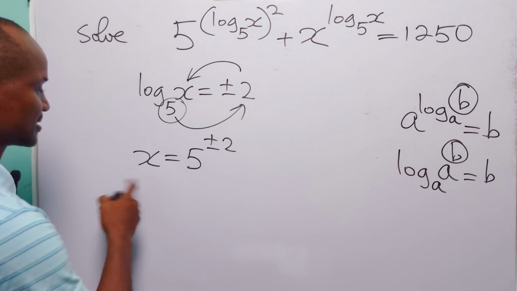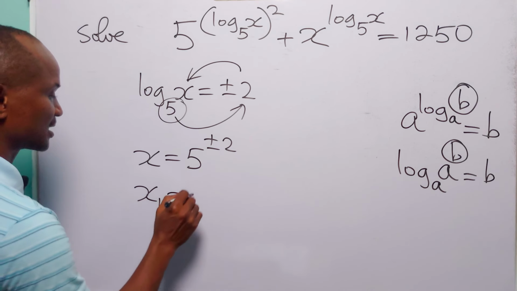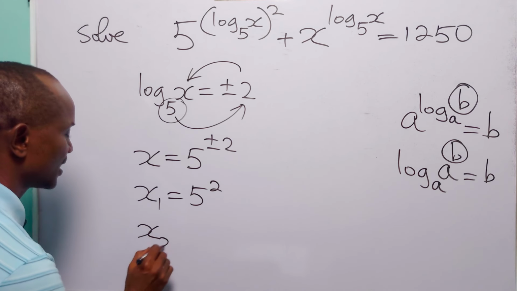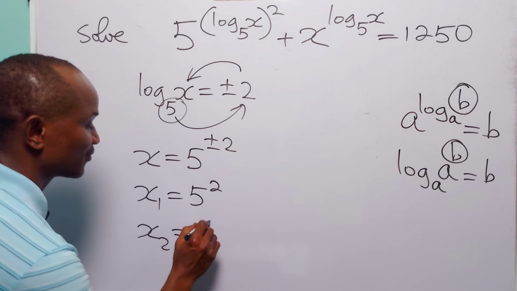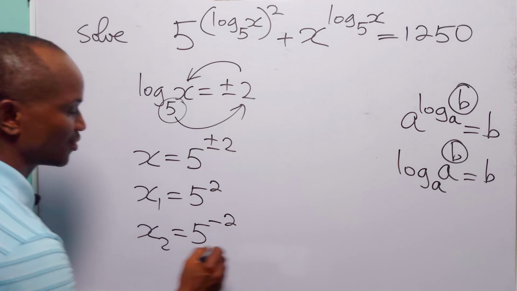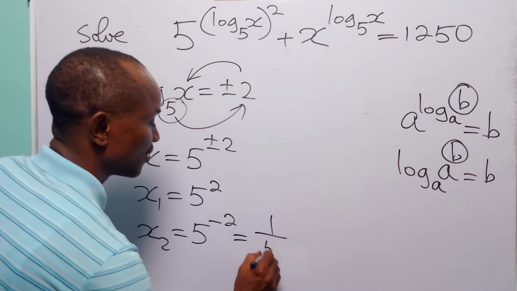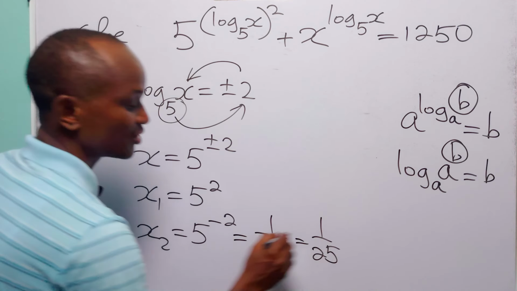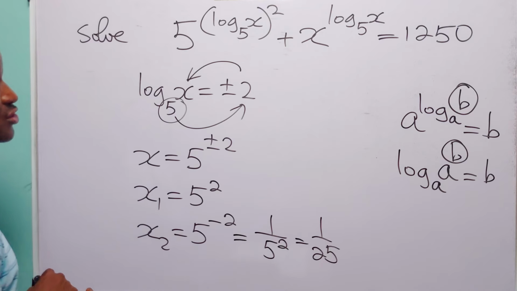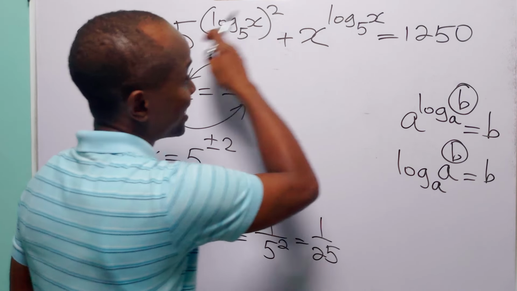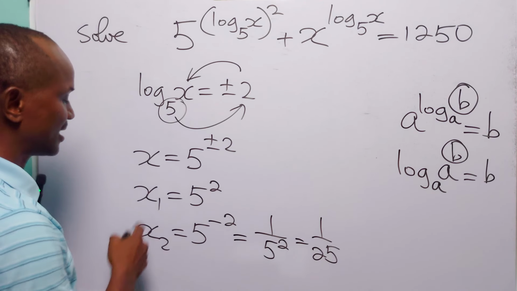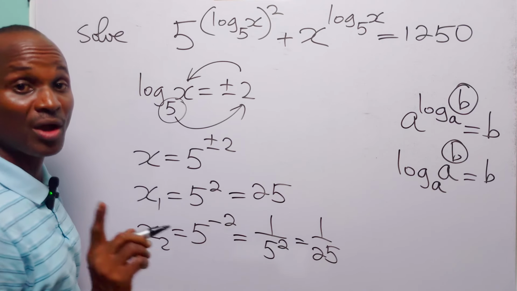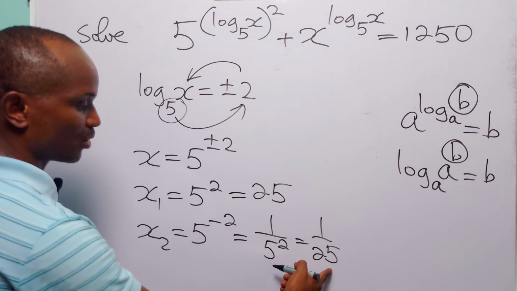Two values of x. x is equal to 5 squared, or x is equal to 5 to the power minus 2, which is equal to 1 over 5 squared. That is 1 over 25. So the two values of x that satisfy this logarithmic equation are x equal to 25 and x equal to 1 over 25.